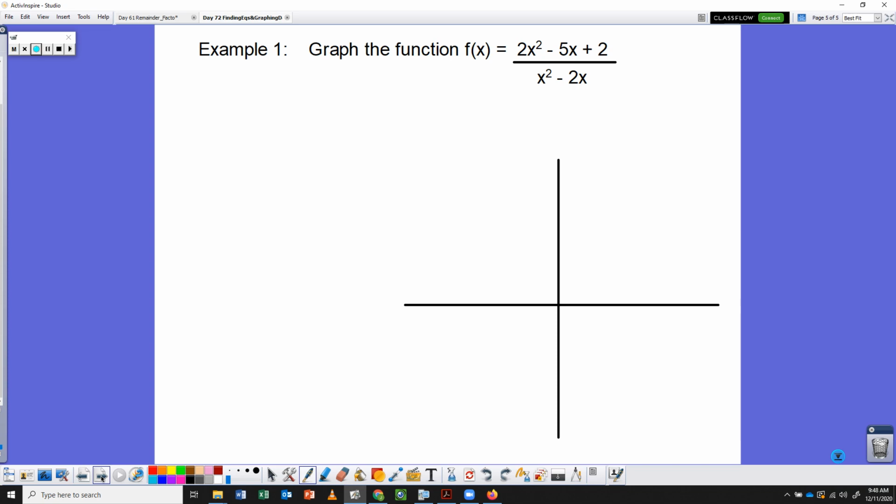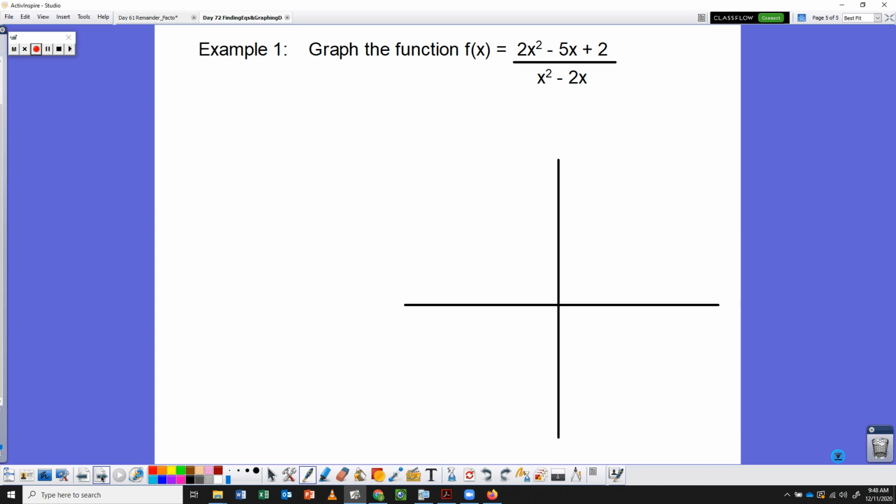Over the next couple of days, we're going to get a lot more practice with this. This is not going to be our only day graphing. So you're only going to see me do one example today, but we'll do a lot more tomorrow. So example number one, graph the following function, f of x equals 2x squared minus 5x plus 2, all divided by x squared minus 2x.